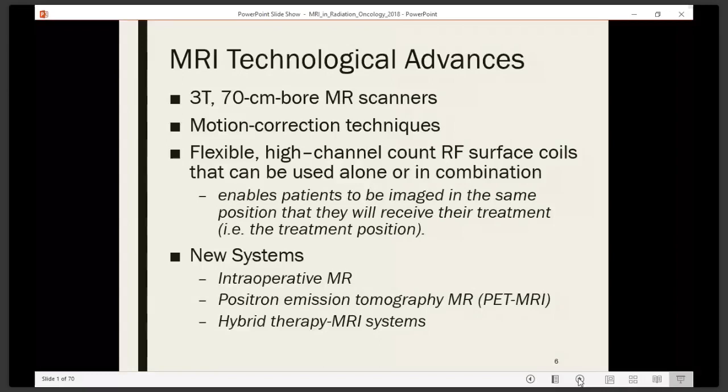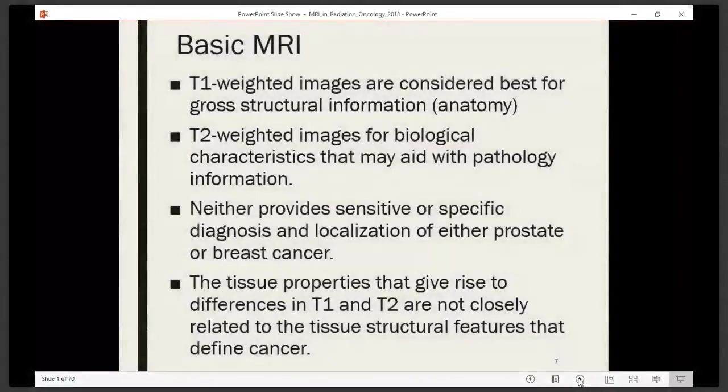We won't really talk about them in this lecture, but they include intraoperative MRI, PET MRI, and hybrid therapy MRI systems where Linacs are incorporated with MRI systems.